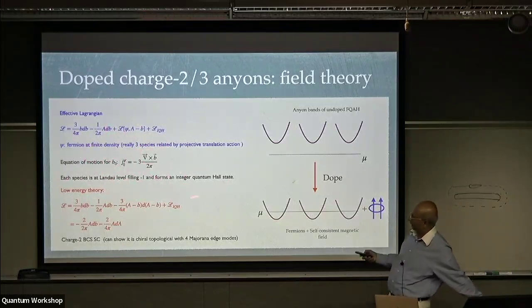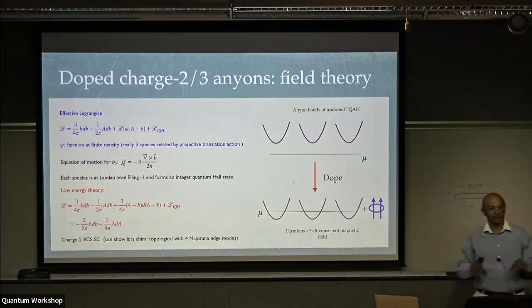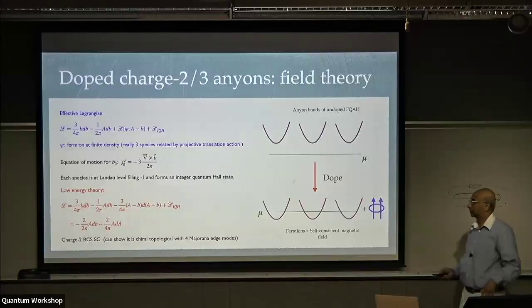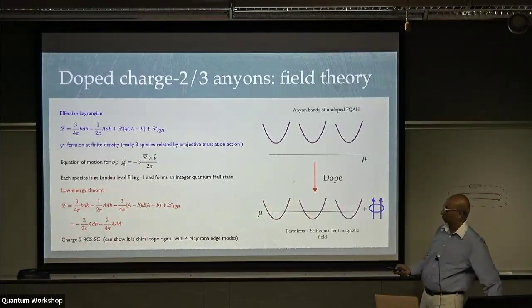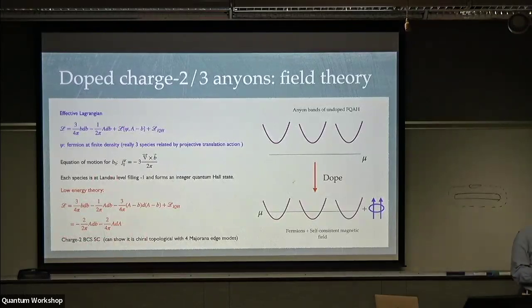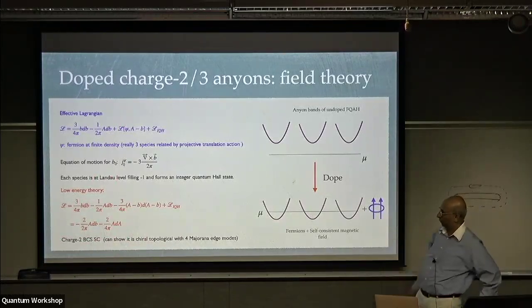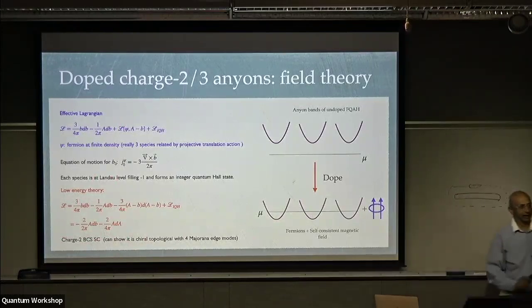Then the natural state that you form is an integer quantum Hall state for each of these species of fermions, right? And the low energy theory, if you follow this idea through, you can work out, and from this low energy theory you'll conclude that it's a charge 2 BCS superconductor. And if you keep track of the thermal Hall conductance, which it's possible to do in this framework, you'll find that there are 4 Majorana edge modes.